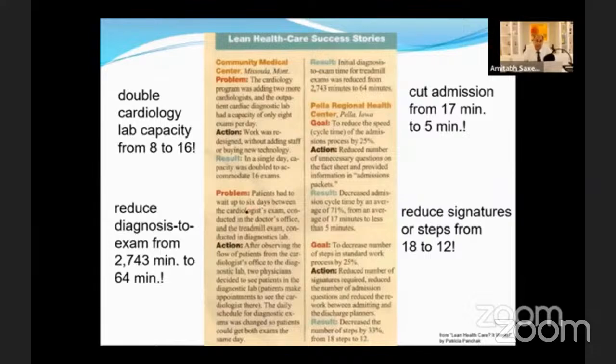We also reduced the diagnosis time from 2000 minutes to 64 minutes. How? Earlier, patients had to wait up to 6 days between the cardiologist exam conducted in the doctor's office and the treadmill exam, which was conducted somewhere else in the diagnostic labs. After observing the flow of patients, which was a waste of movement and transportation, 2 physicians decided to see the patients in the diagnostic lab. Now patients make appointments to see the cardiologist there, and the daily schedule for diagnostic exams was changed so that the patients could get both exams done on the same day.